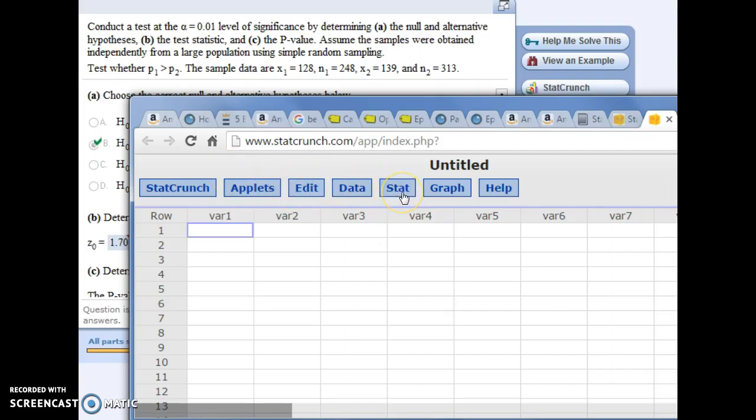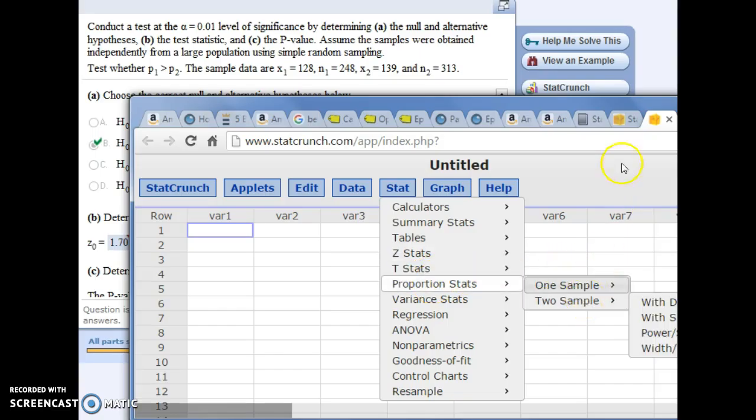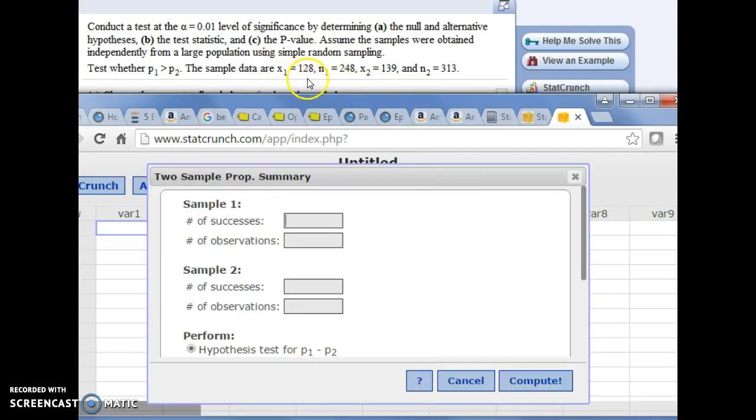So what you do is go to Stat, and what we're dealing with here is proportions, and there's two samples. So go to two samples. Let me slide over. What we have is the summary stats. If we just had table rows of data, we would go with data, but we have the summary stats. And so our summary is our number of successes in the first sample, our number of observations, and then our second proportion was 139 out of 313.